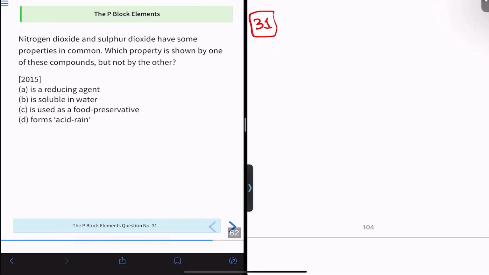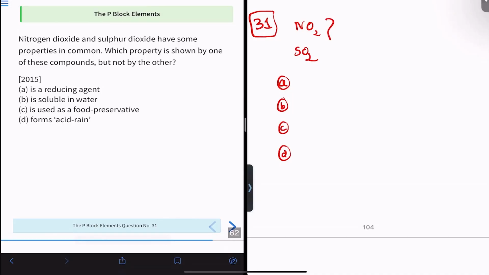Question number 31 says nitrogen dioxide and sulfur dioxide have some properties in common, but they're asking you which property is shown by one of these compounds and not by the other from the following options. They've given you 4 options. First option is it is a reducing agent.